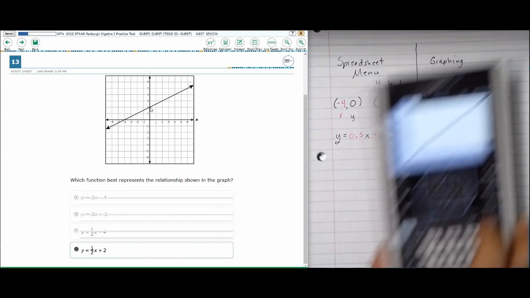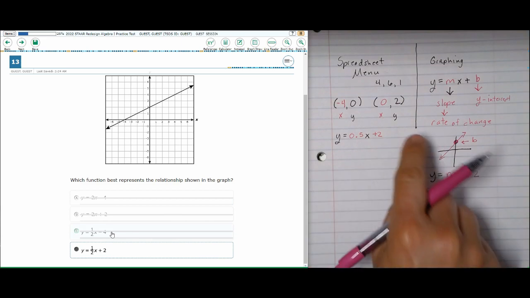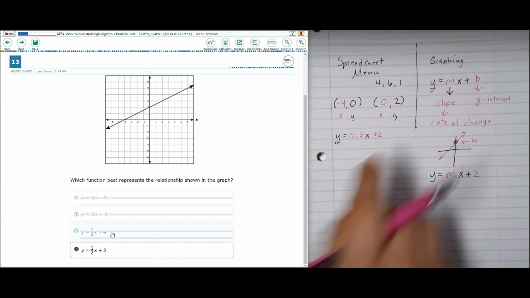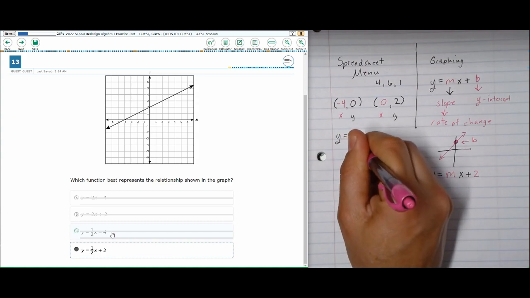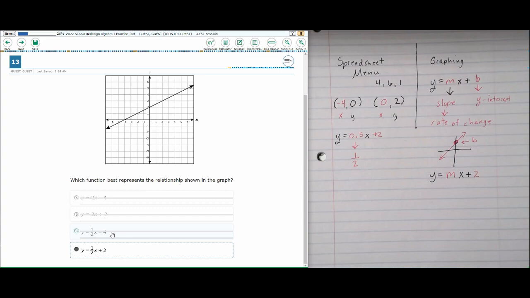So if you decided to do it this way, you would have been able to eliminate A and D just by looking at this and going, you know what, I have a y-intercept of +2, and then you would have had to figure out which one of those slopes was correct. And this one says 0.5, and just remember 0.5 is another way of writing 1/2. So we know that for facts, D is the correct answer. It doesn't matter if you used graphing to find it or if you used the spreadsheet menu to find it. You would get the same answer.